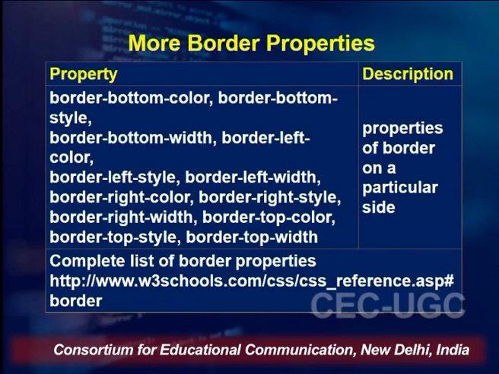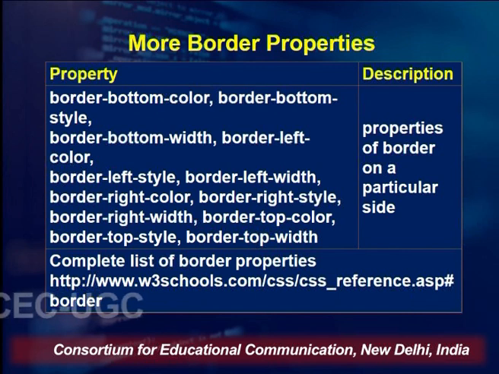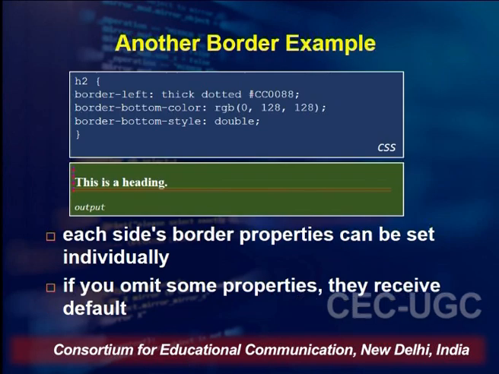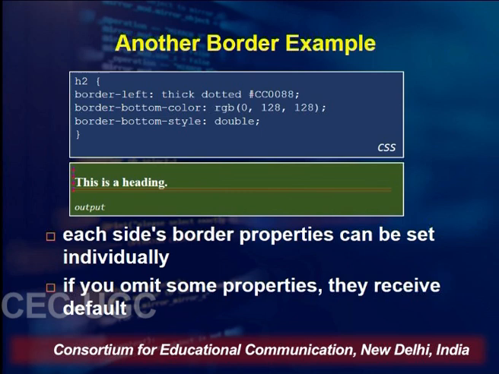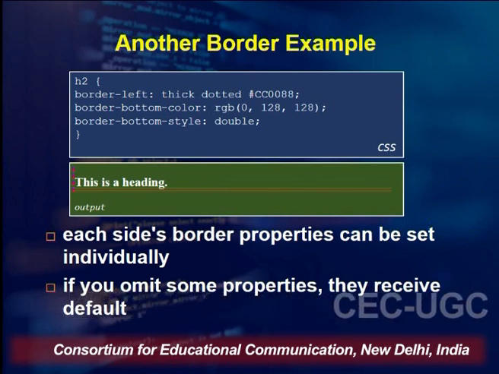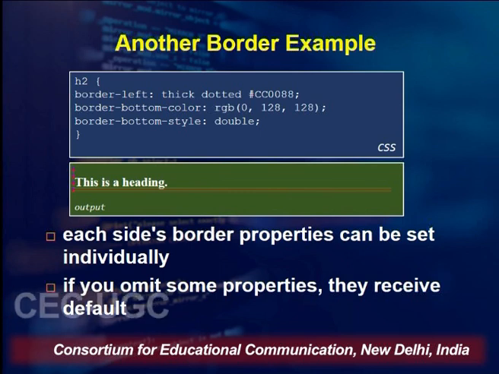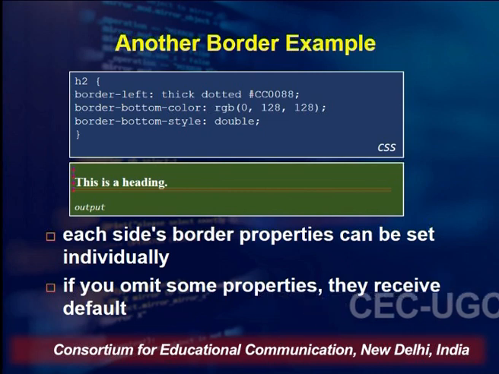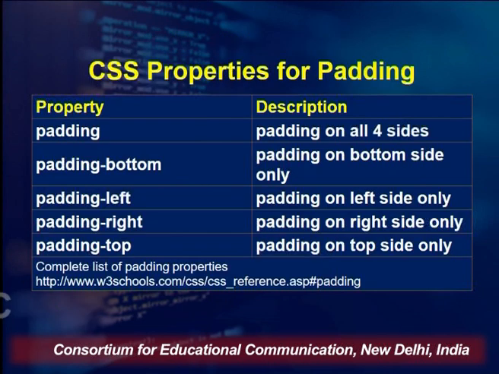Okay. So this way, you have so many properties for border itself that you can use. A list of properties is available on the W3C website. So you can see a large number of properties can be given. You can not just set the full border, but you can set each side of the border individually. So all 4 sides can be of different thickness, different style and different colors.